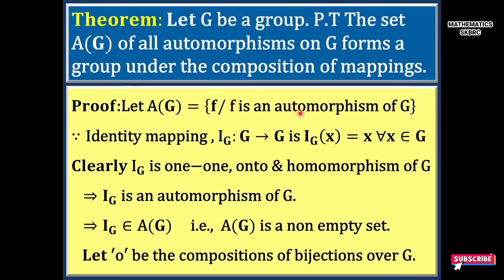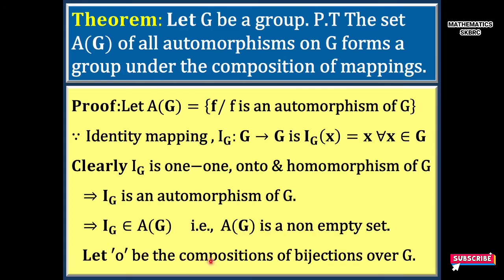All automorphisms of G belong to A of G. First we prove that A of G is a non-empty set. Since the identity mapping I_G from G to G, I_G of x is equal to x for all x belongs to G, clearly I_G is one-one, I_G is onto, and I_G is a homomorphism of G. That gives I_G is an automorphism of G. That gives I_G belongs to A of G. This means A of G is a non-empty set.